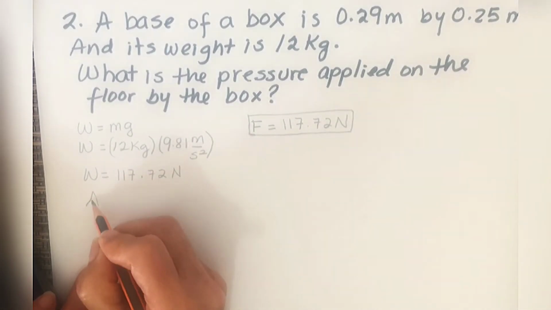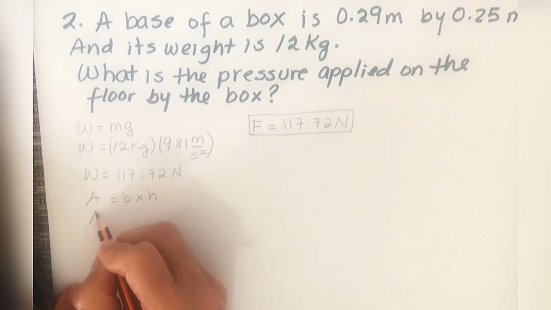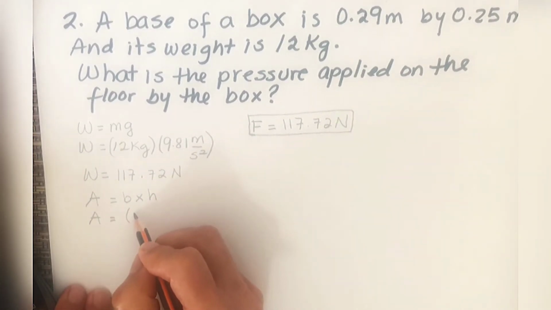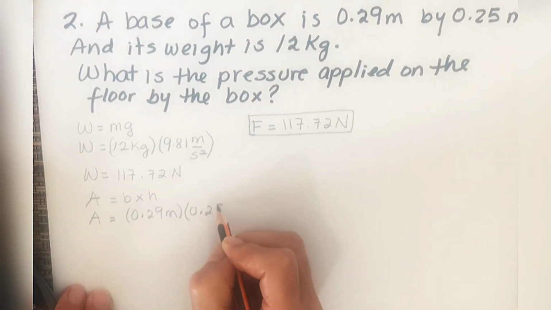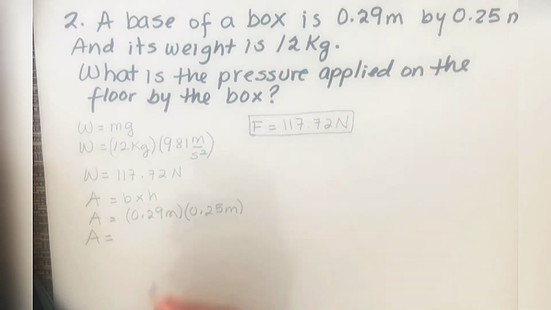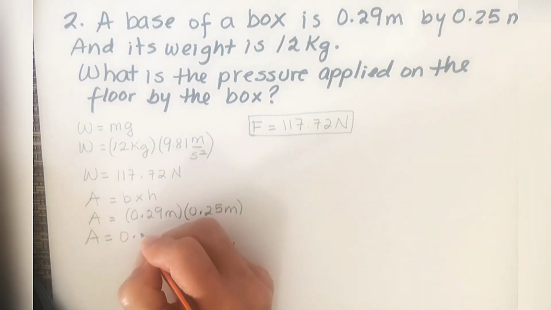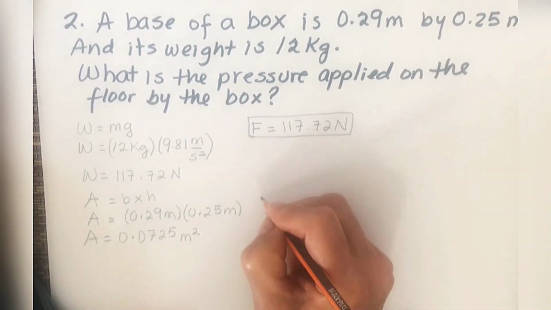Now, in this case, we will use the next formula for area. Area equals base times height. Area equals 0.29 meters times 0.25 meters. Area equals 0.0725 square meters.